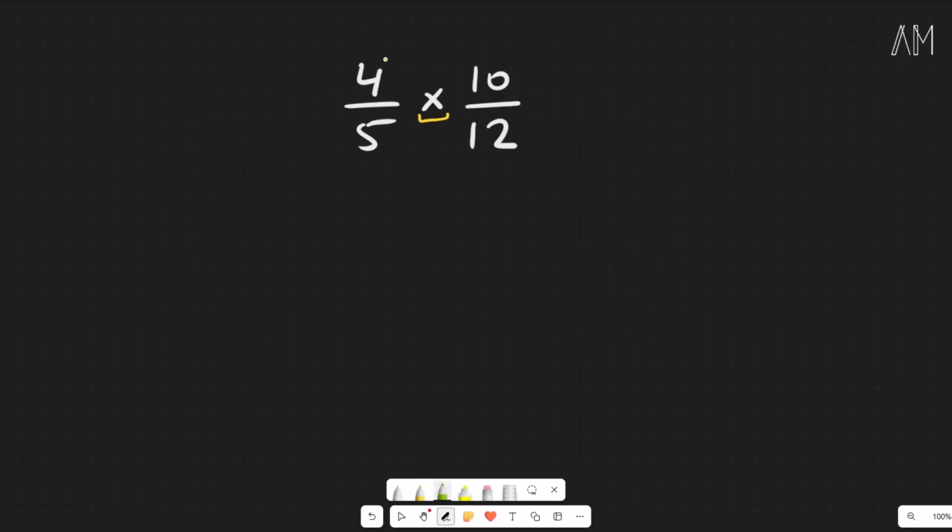In this case, I can take any numerator and simplify it with any denominator. Here I notice that the 4 can be simplified with the 12 by simply dividing both of them by 4. The 4 will become 1 and the 12 will become 3. Also the same thing I can apply for the 10 and 5. Both of them can be divided by 5. The 5 will become 1 and the 10 will become 2. And there we go. Now I can multiply up by up and down by down. It will become 2 over 3. And as you can see, the multiplication is done and also in simplest form.